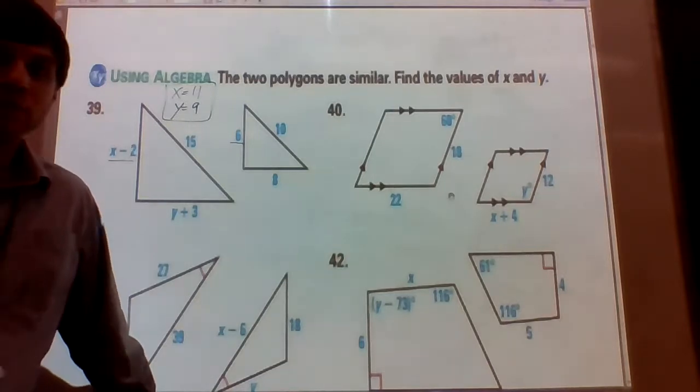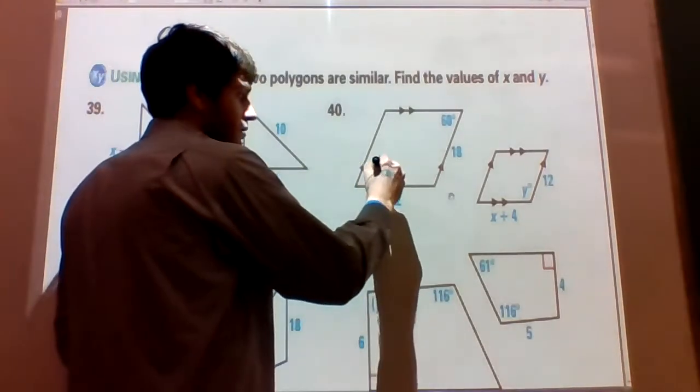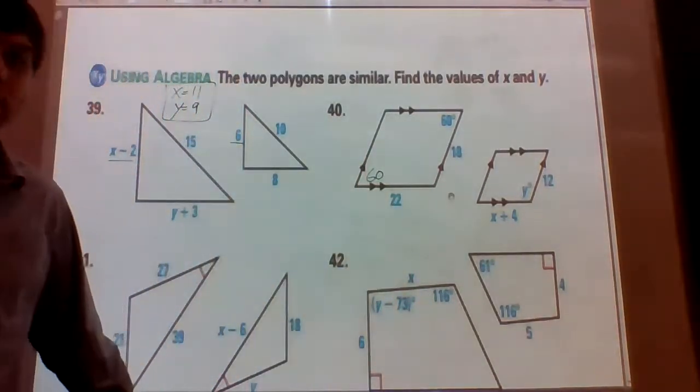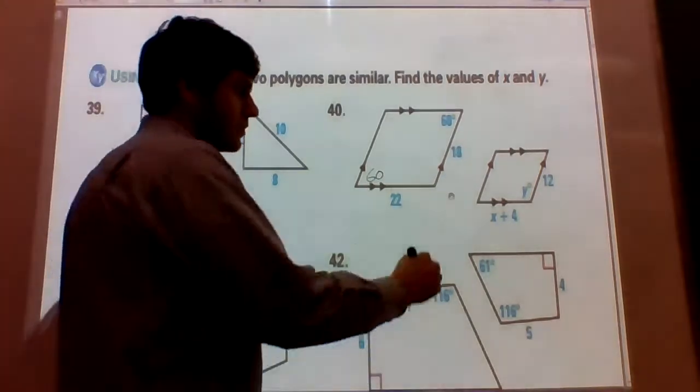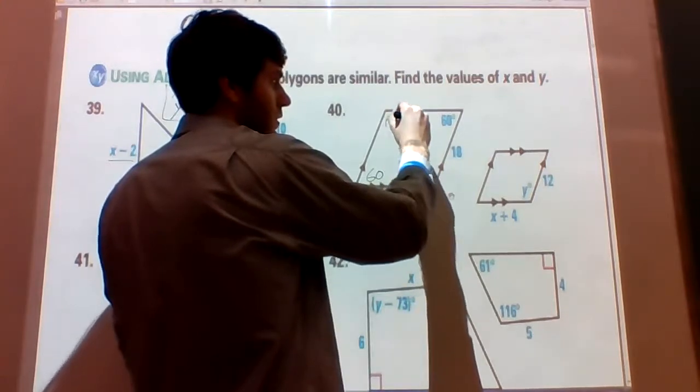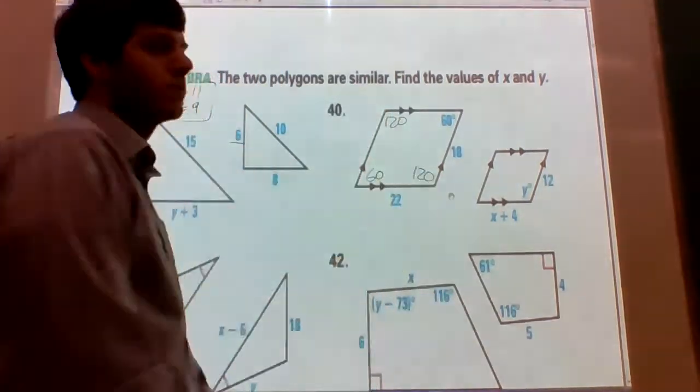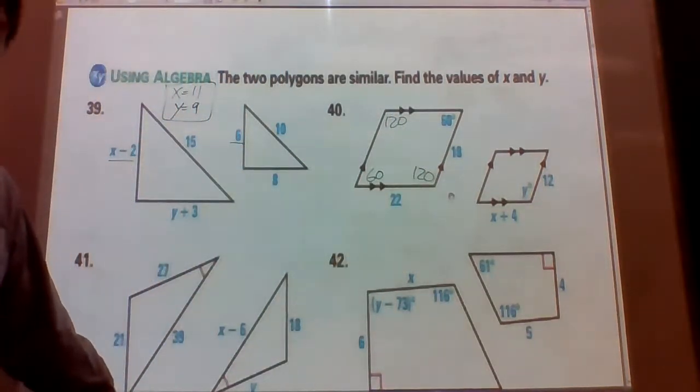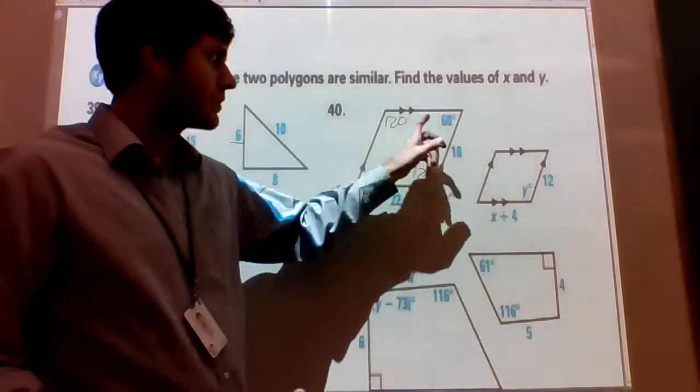We know opposite angles in parallelograms are congruent. So opposite angles are congruent, so 60 and 60. And we know consecutive angles are supplementary. So 180 minus 60 gives us 120. We know opposite angles are congruent, so 120 and 120. All right, consecutive angles add up to 180.